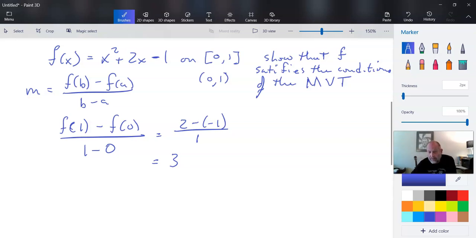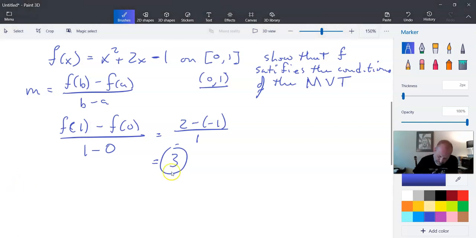Okay, so the mean value theorem says that there has to be some value in between on this interval, from 0 to 1, that is equal to 3, right? It's not a function value, it's the value of the derivative. So let's see what we can do with this. Okay, so that's not the answer, even though we circled it. Just want to make sure we're clear on that.